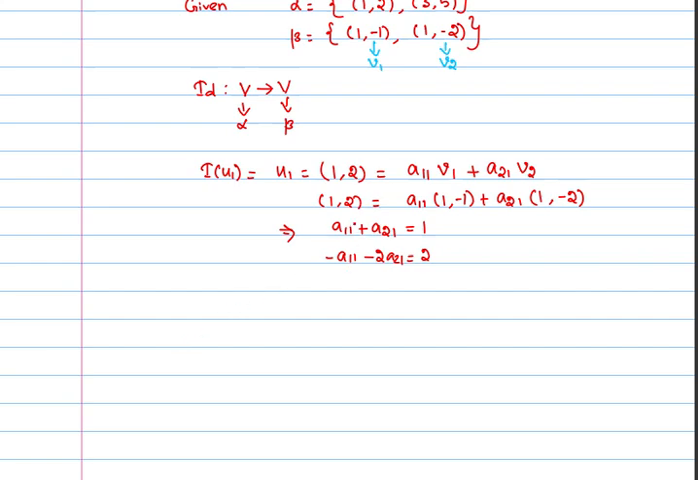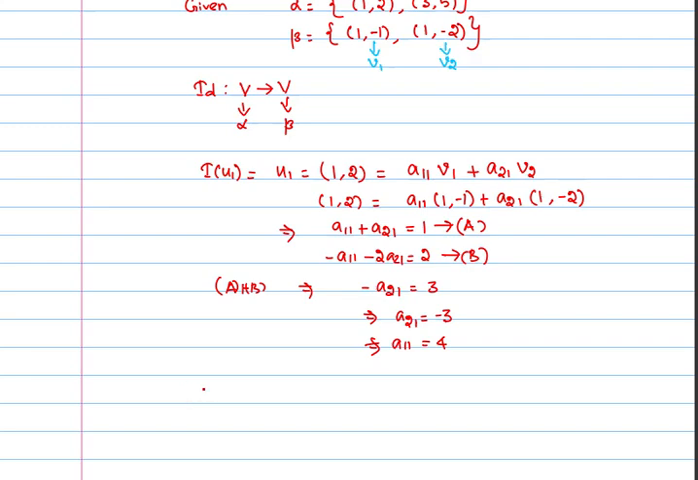Now these equations we have simply added. Suppose you take this as equation A, and this is equation B. So A plus B, we got minus A21 equal to 3. This implies A21 equal to minus 3. If you know A21, I apply it in equation A, and I will get A11 equal to 4.